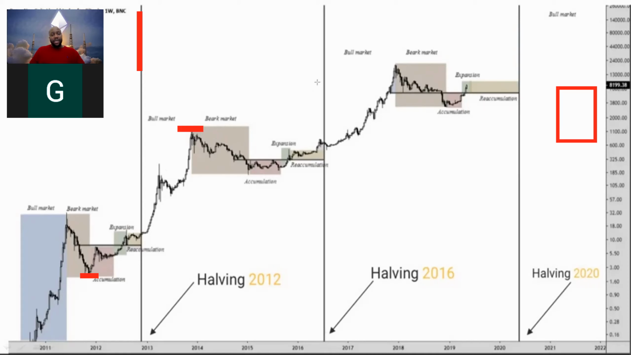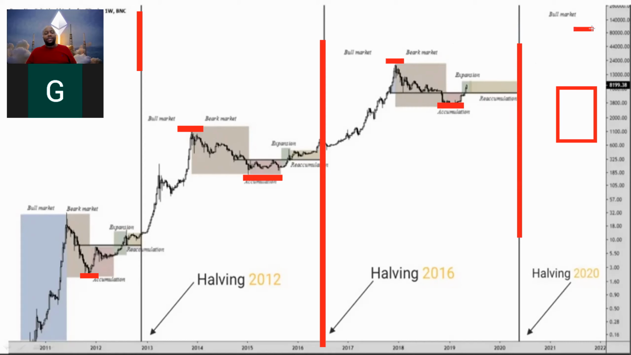And now, if you missed this, then you had the window of 2016, Bitcoin moving from 300 to 20,000. Then if you missed this, then you had 2020, Bitcoin moving from 3,000 to 68,000. Now if you missed all these, you have 2024.